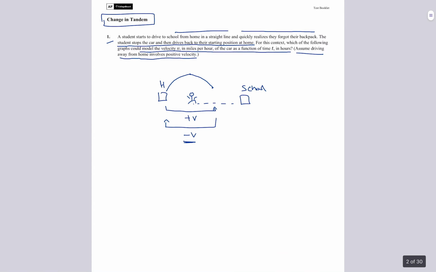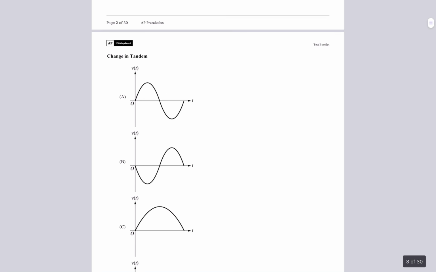And a negative velocity, well, let's just first look at the answer choices. We have option A, which tells us that a student is driving away from home. They reach a point where they remember that they forgot their backpack. Then they slowly start to stop the car, and now they're moving back home with a negative velocity. At this point, they need to press on the brake, but it's not going to come to a full brake. The car is slowly going to come to a stop, and that's when they stop at home and grab their backpack. So it is in fact option A.